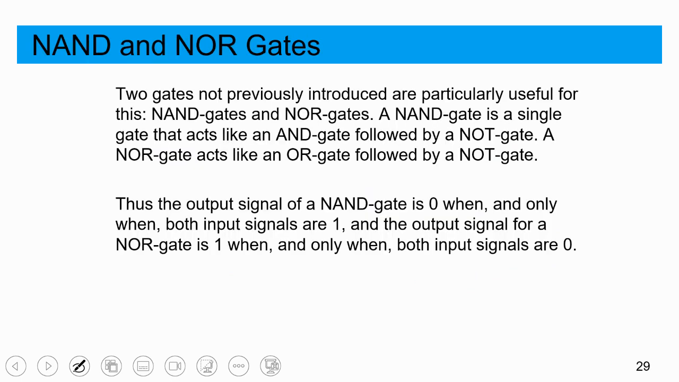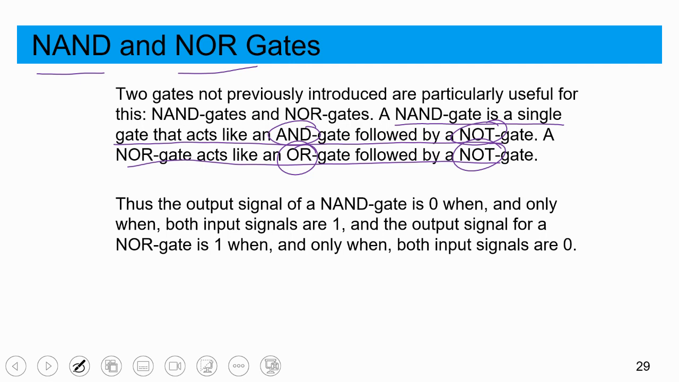Okay, a couple more gates to talk about, NAND and NOR. It's sort of a combination of the NOT gate and the AND gate, and the NOT gate and the OR gate. So it's kind of a combination gate. The NAND gate is a single gate that acts like an AND gate followed by a NOT. So we'll take the AND value and then, of course, negate it. A NOR gate acts like an OR gate followed by a NOT gate. So it will find the OR value and then switch it.